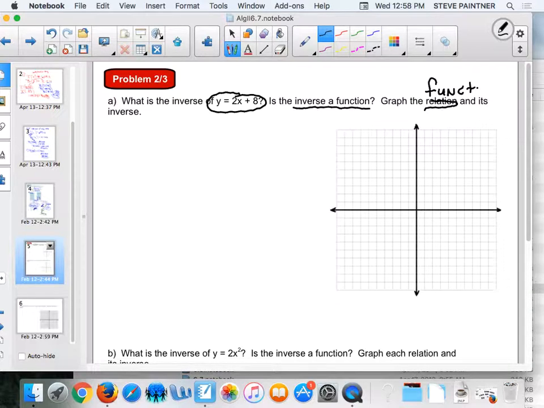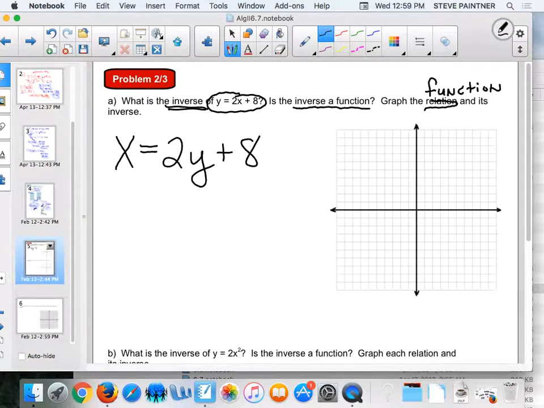Graph the function and its inverse. Okay? So let's go find the inverse. To find the inverse function of y equals 2x plus 8, it's really simple. Inverse functions are basically the x and y values get switched. So y becomes x, and x becomes y.